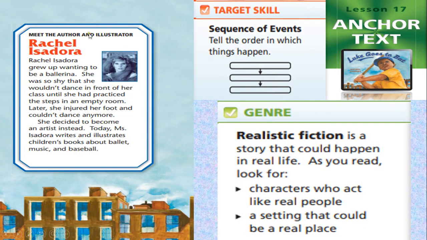Meet the author and illustrator. She's Rachel Isadora. Rachel Isadora grew up wanting to be a ballerina. She was so shy that she wouldn't dance in front of her class until she had practiced the steps in an empty room. Later, she injured her foot and couldn't dance anymore. She decided to become an artist instead. Today, Ms. Isadora writes and illustrates children's books about ballet, music, and baseball. All right. Well, she is one dreamer.